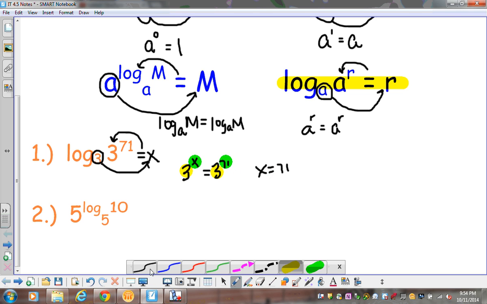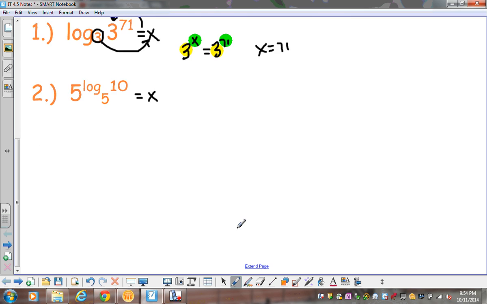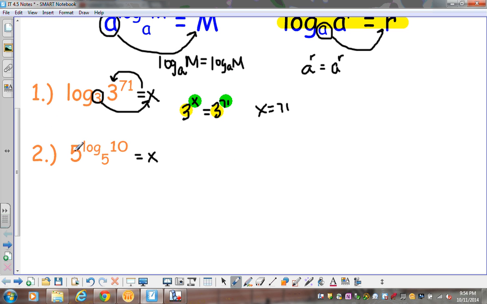Second example right down here. Once again, I'm going to set that equal to x, or again, you can choose your favorite variable, whatever floats your boat. Same thing. I've got 5 raised to the log base 5 of 10. It's in exponential form, so I'm going to convert it to a logarithm. So 5 raised to the x.